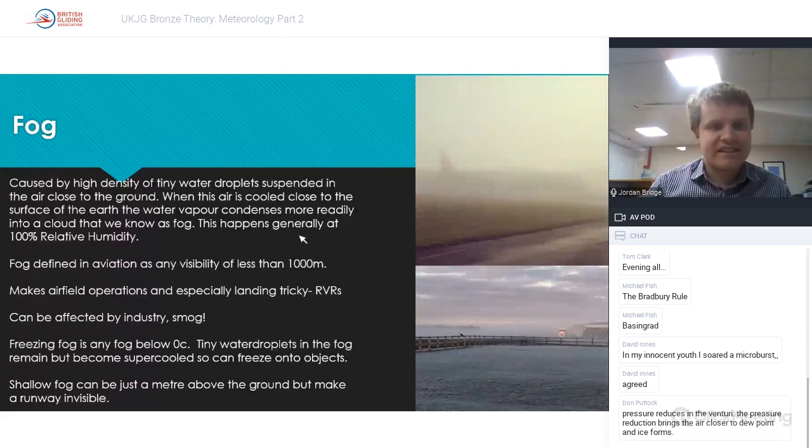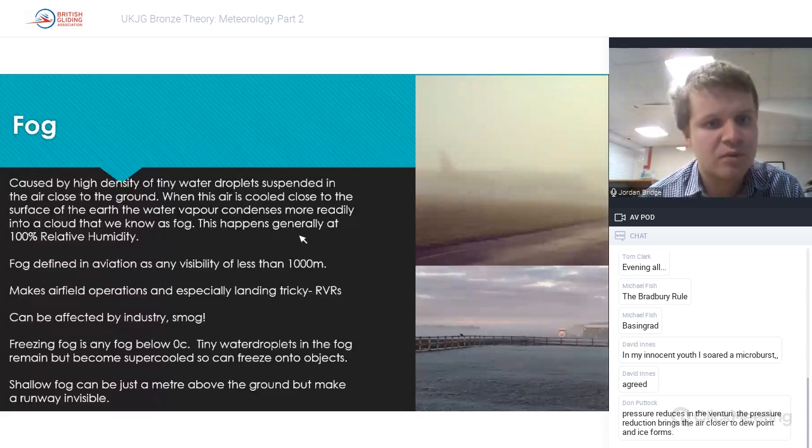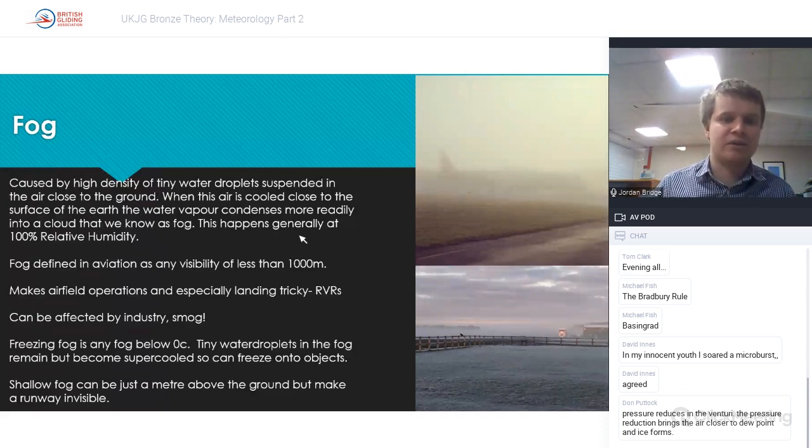Fog, right. Generally caused by high density of water droplets suspended in the air close to the ground. When that air is cooled close to the surface of the earth, the water vapor condenses more readily into a cloud, very, very close to the ground. It's generally defined in aviation in anything less than 1,000 meters. So fog for motoring is generally anything less than 100 meters.